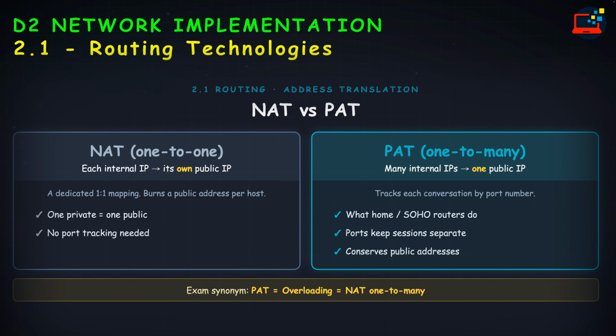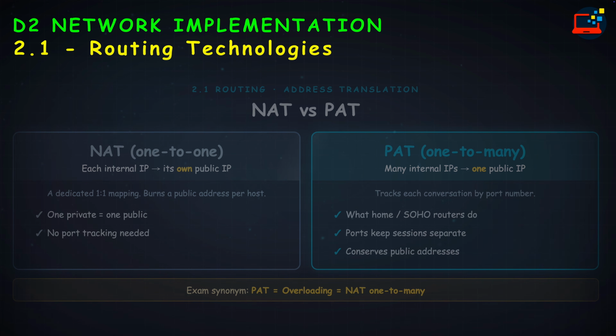The exam may use the term overloading, which is just PAT under a different name. NAT 1-to-1 means each internal address gets its own dedicated public address. NAT 1-to-many is overloading and uses port numbers to track the conversations.